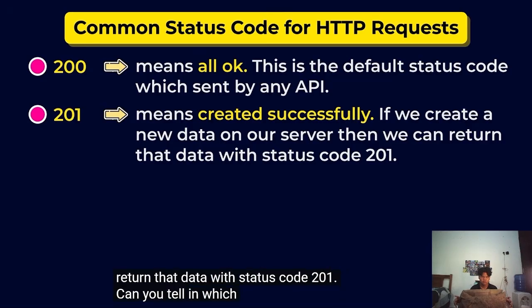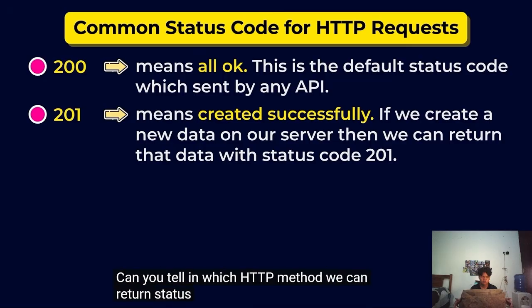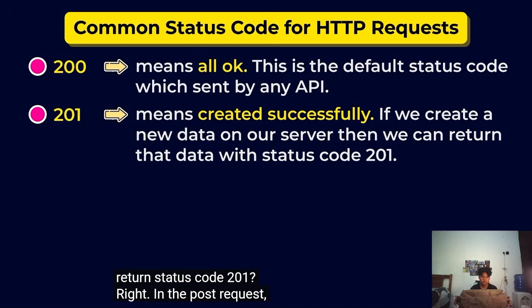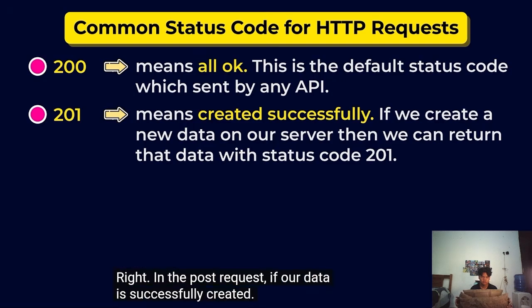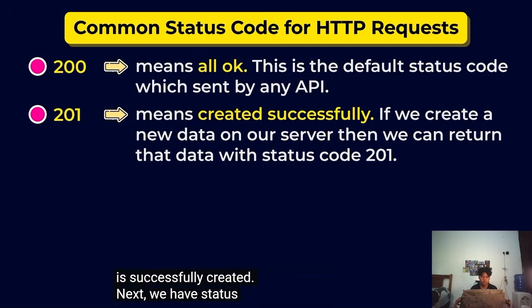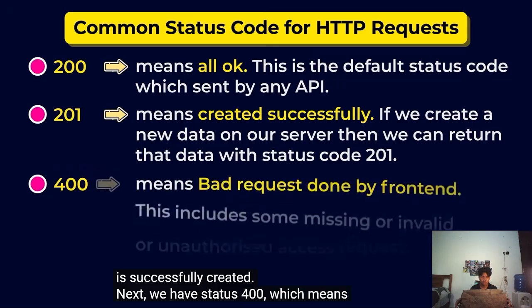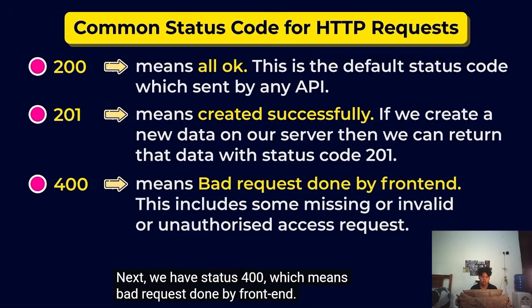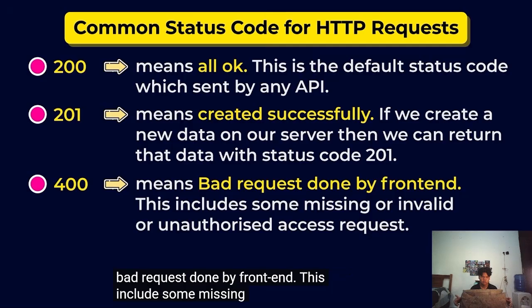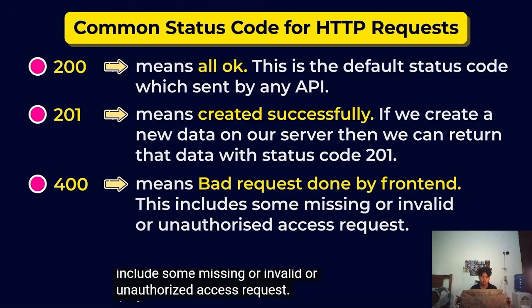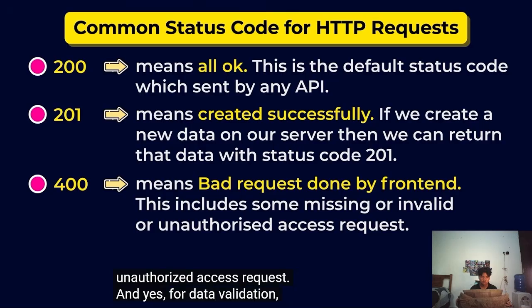Can you tell in which HTTP method we can return status code 201? Right, in the post request if our data is successfully created. Next, we have status 400, which means bad request done by the frontend. These include missing or invalid or unauthorized access requests. And yes, for data validation, we will return the error message with this 400 status code.